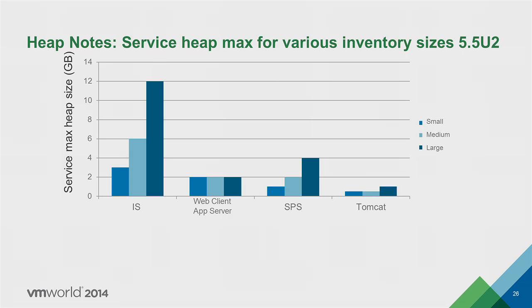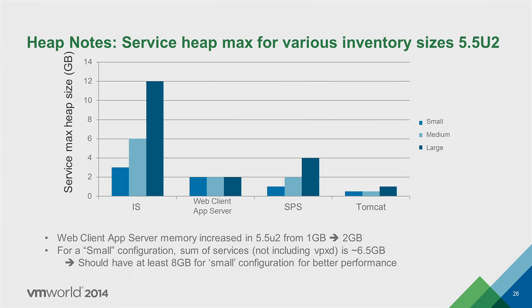Now you know what all of them do, and let's focus on the heap size to your left, the small configuration. I want to point something out here. Going by the documentation and the standard default for a small, when you add up all of the heap sizes, and in 5.5U2, we noticed based on performance considerations that we had to increase the heap size of the web client application server. In fact, that's probably one of the bigger performance improvements for the web client. So now in 5.5U2, you're deploying this application server and it needs 2 gig instead of 1. Now, if you add up the different heap sizes for the various services in that small configuration, you're going to get to something that's about 6.5 gig.